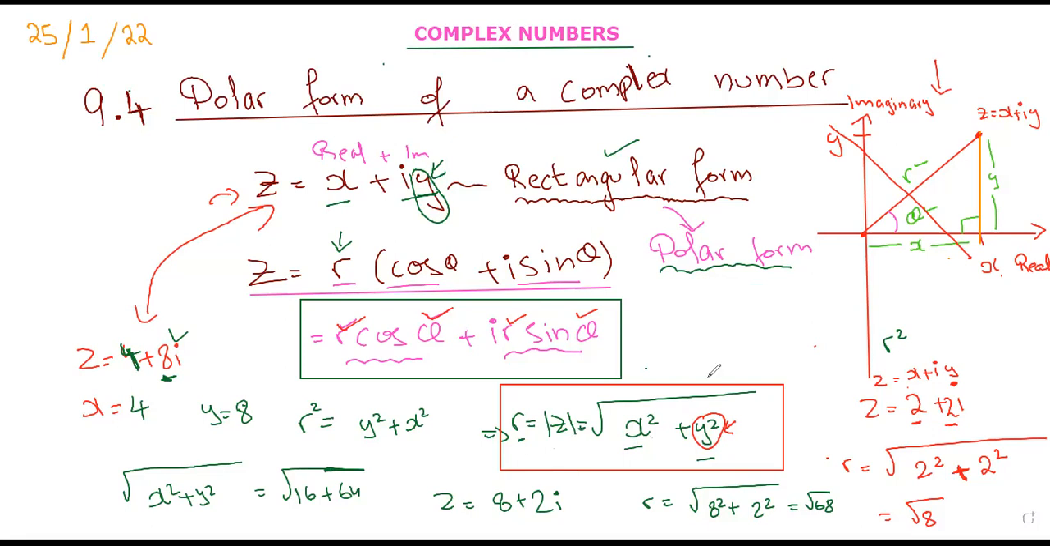And r equals modulus of z. In the first class, I told you how to find z mod, right? So if you have z equals x plus iota y, this is how you find z mod as well: under root x square plus y square. We will discuss this whole thing in the next class, don't worry. You'll get a better idea.